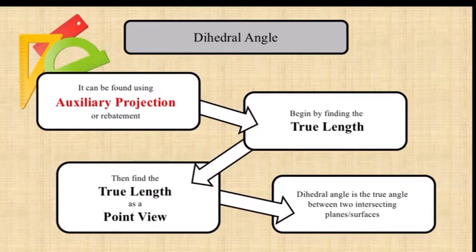So, how do we find this dihedral angle? Well, it can be found using two methods, auxiliary projection, which we're going to use today, or it can be found using rabattment. In order to find it, we have to first get the true length. After finding the true length, we get a point view. We look along this point view, and the dihedral angle is the true angle between two intersecting planes / surfaces. To obtain a point view of a line, a view is projected to show the true length of the line. A subsequent view is then taken viewing along the true length, which will then give us our dihedral angle.